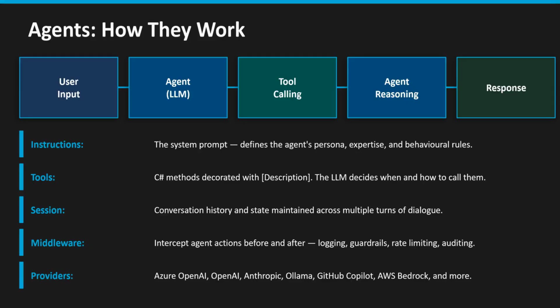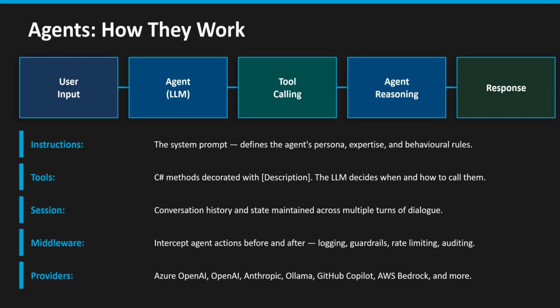Now, to really understand how it works under the hood, there are a few key concepts you should know. The first one is instructions. This is basically your system prompt. It tells the agent what its job is and how it should behave. Tools are just regular C# methods that you give to the agent. The LLM decides when and how to use them. Next concept is session. Session keeps track of the conversation history, so the agent can remember what was said in the previous turns.